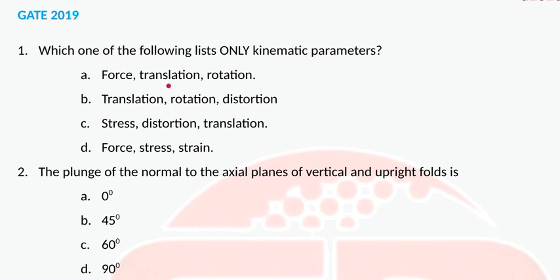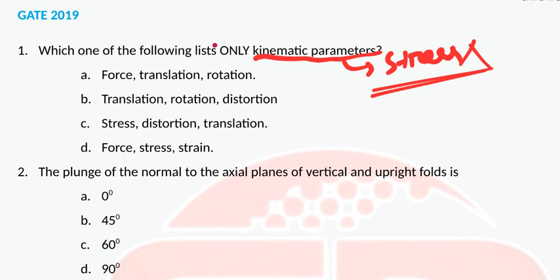Come to the MCQ question. Which one of the following lists only kinematic parameters? Kinematic parameters means they do not involve any stress. So stress is not included. In the other condition, force or stress are included, so those are dynamic parameters. Stress, strain, force, those are dynamic parameters. As stress and force are not included, that is your kinematic parameter. That is your translation, rotation, distortion. So this is your kinematic parameter. Answer will be B.